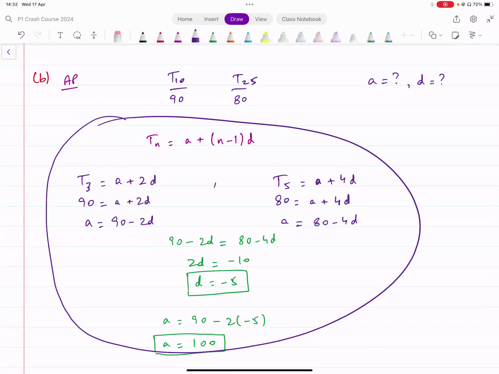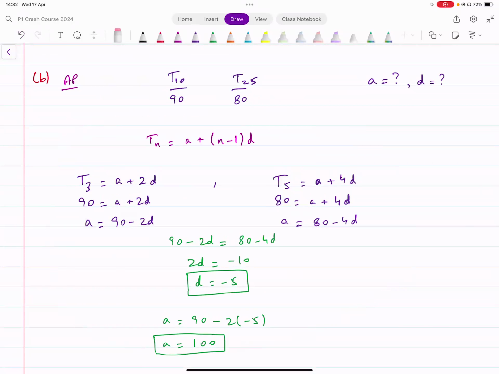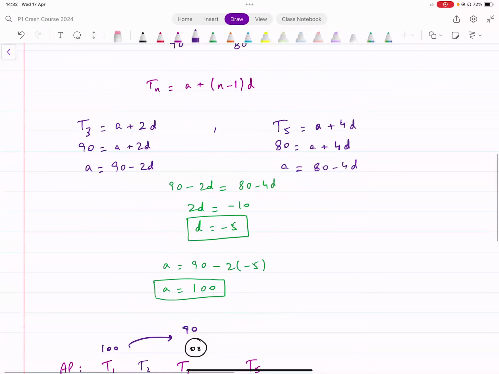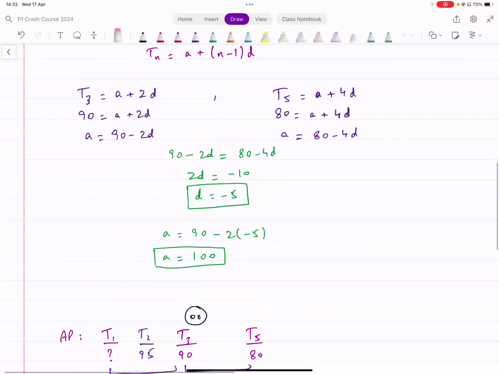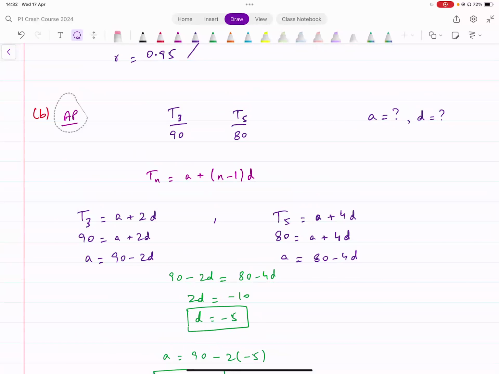So you need to understand this method for sure. But in this particular example, since it was just T3 and T5, it was relatively straightforward to figure that out directly without much working as well. And that's the second method that I showed to you. Is that okay? Any questions on this? No? No, sir. Okay, so that was part B1.